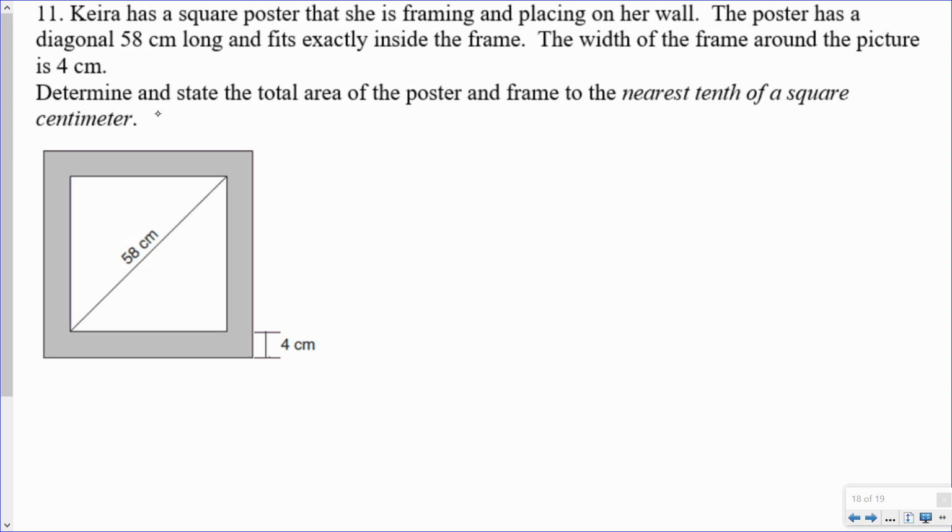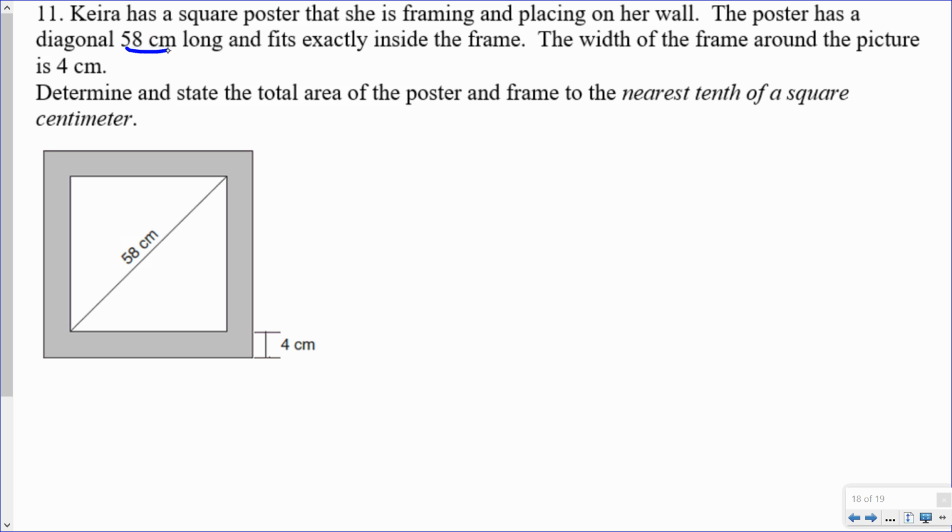Kira has a square poster that she is framing and placing on her wall. The poster has a diagonal 58 centimeters long. That's in the picture already. The width of the frame is 4. Determine and state the total area of the poster and frame to the nearest tenth of a square centimeter.